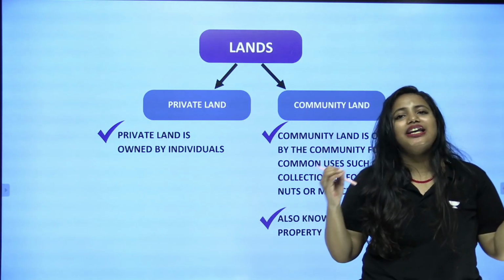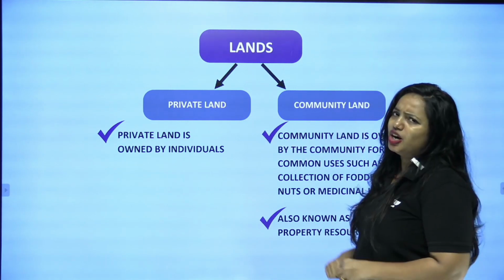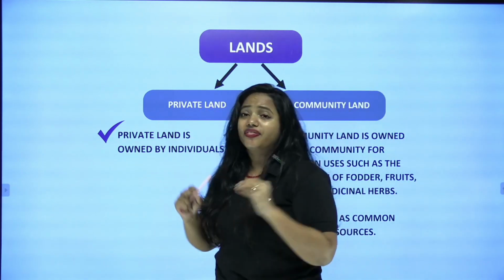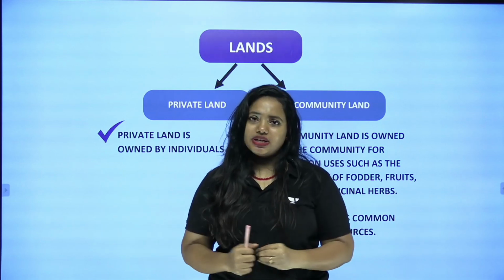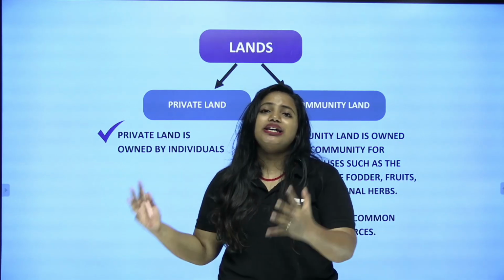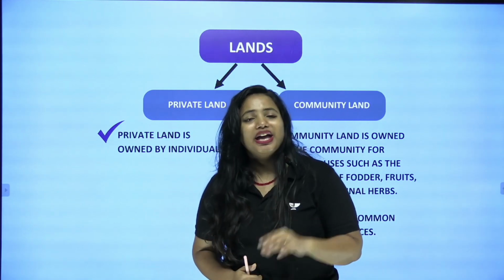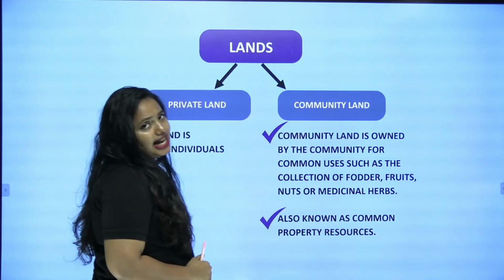Lands are basically classified into two as private land and community land. What are these private lands? These are owned by individuals so that other people have no access to these kind of places to take any kind of resources. Clear? And what about community land?